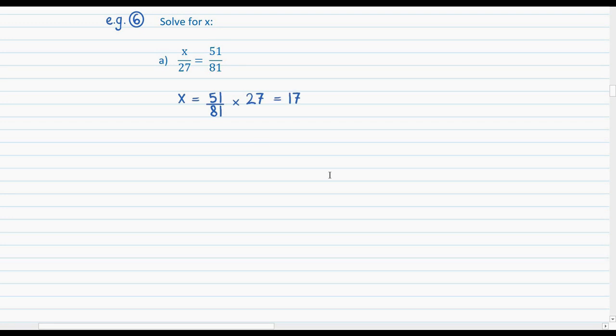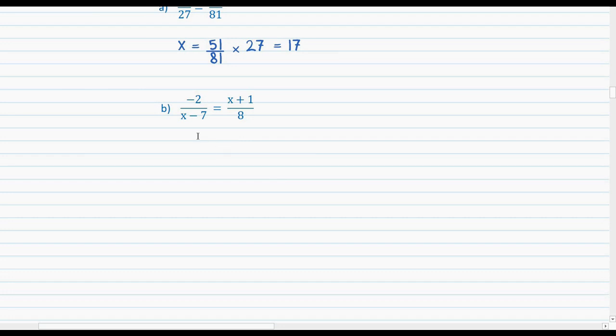Then for part B, we have negative 2 over x minus 7 is equal to x plus 1 over 8. So this time it's not going to be as simple to solve for x, but the first step would be cross multiply. You'd say x minus 7 times x plus 1 is equal to negative 2 times 8, which gives a value of negative 16.